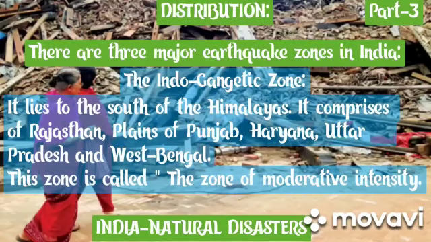The Indo-Gangetic zone. It lies to the south of the Himalayas. It comprises Rajasthan, plains of Punjab, Haryana, Uttar Pradesh and West Bengal. This zone is called the zone of moderate intensity. That means the earthquakes here have medium intensity. They are not too dangerous like we see the earthquakes in the Himalayan zone. So the intensity is less as compared to the Himalayan zone.